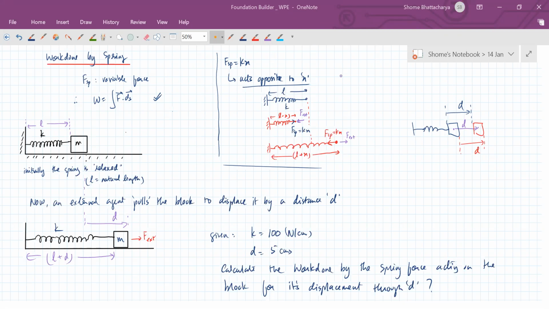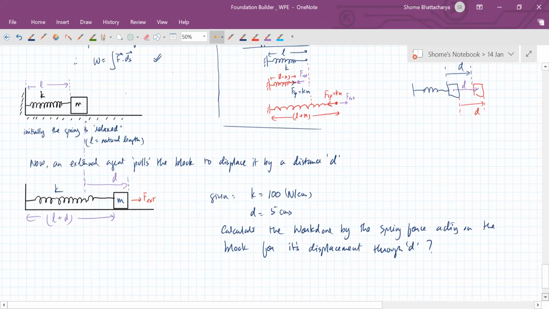Okay. So that's why, see, I have taken the front edge of the block in this diagram. But that is the same thing as the displacement of the back edge. You know, that's why the L plus d, that d is the same as this d over here. Okay. Now let's see the calculation of this work done.